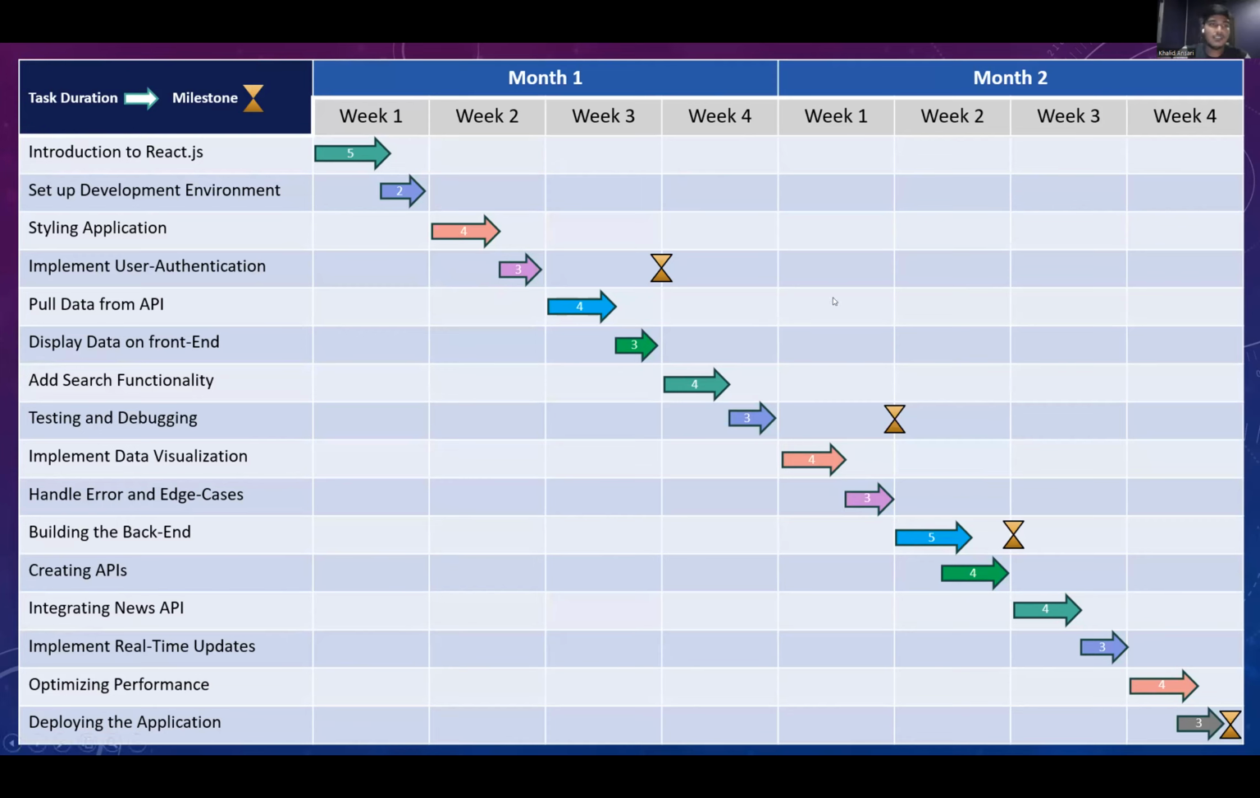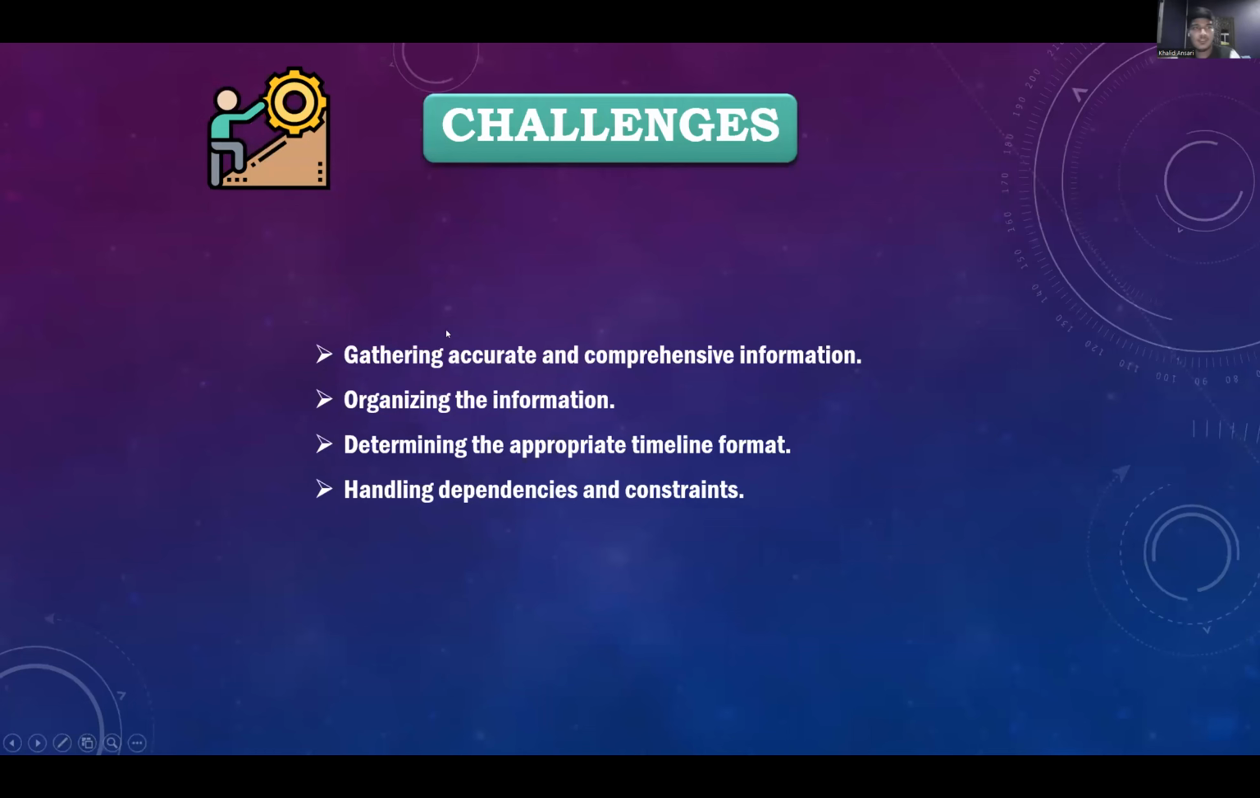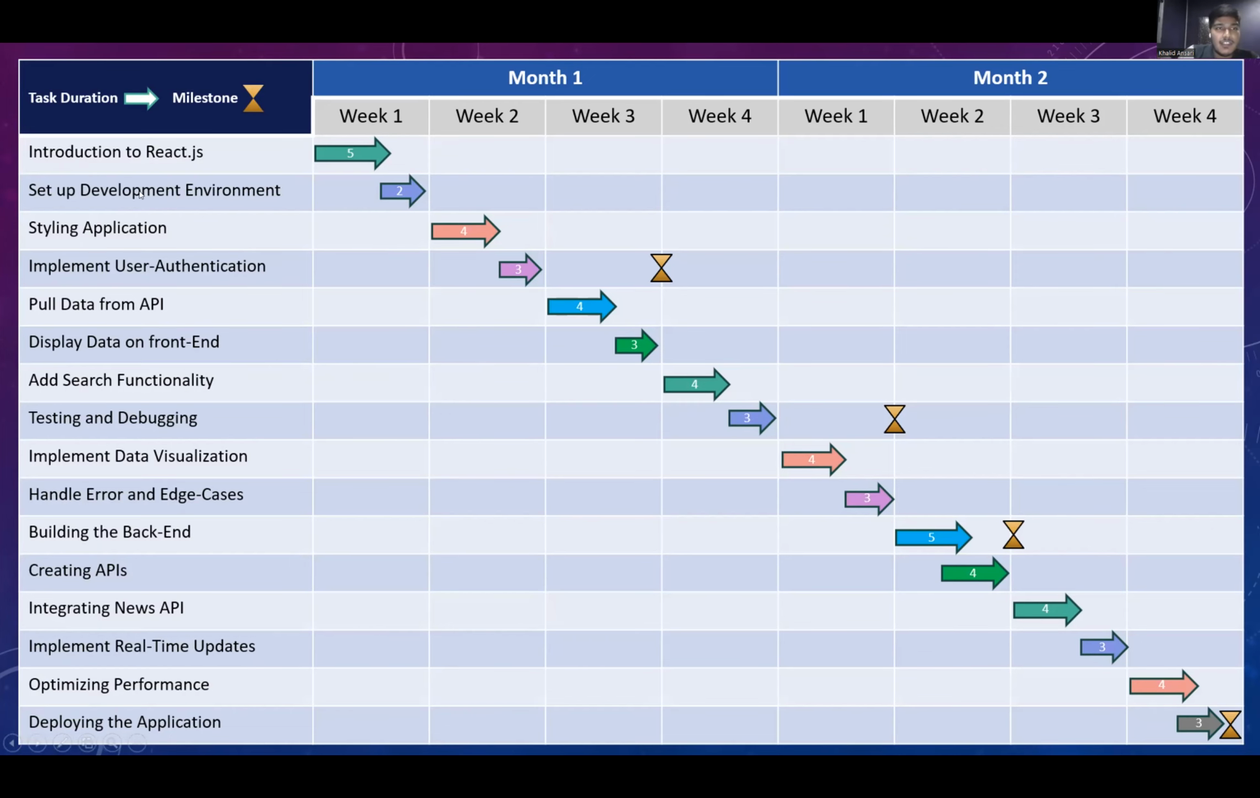So this is my Gantt chart. In this Gantt chart, this symbol represents the duration, and this represents the milestone. Basically, these are all the tasks which are there.